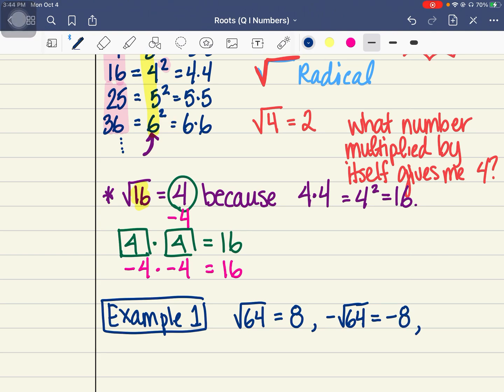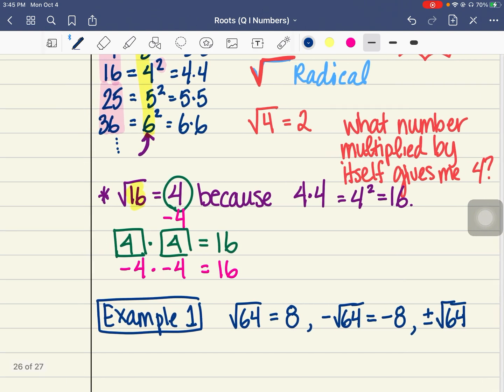And if I want both answers, this is a newer symbol. This symbol here means plus minus, or positive negative. It actually means that there are two answers here. Okay, let's see if I have enough room.